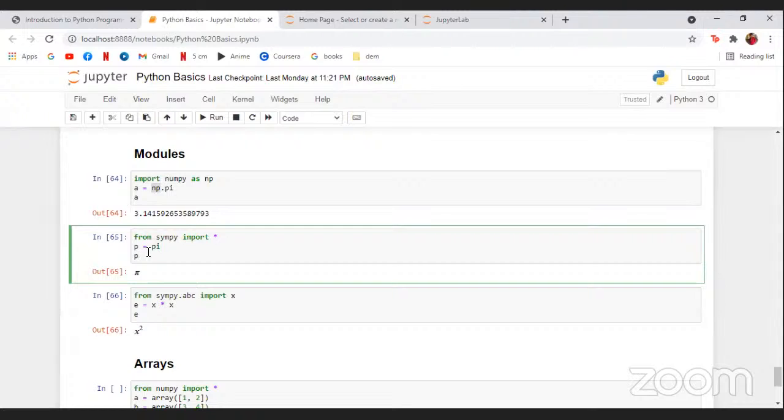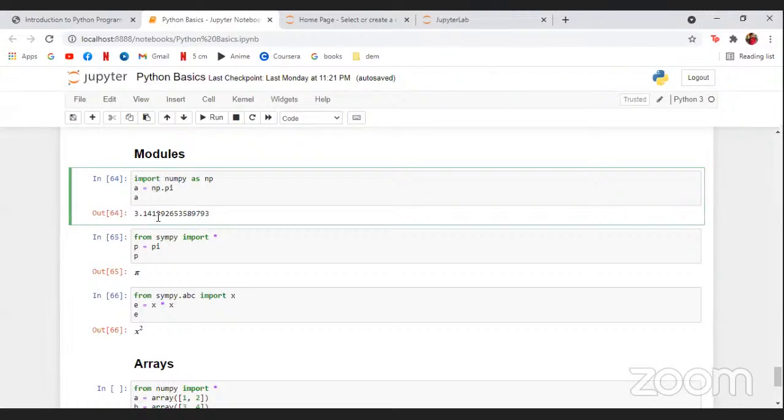If I just said import SymPy, I'd have to write sympy.pi. But here I'm saying from SymPy import star. So everything from SymPy is being imported, which means that the compiler automatically knows that whatever I'm writing has to be from SymPy. Right? So if I say p equals pi and execute that, I get the symbol pi because we were working with symbolic Python. Here we're working with numerical Python, so the number came out. So depending on what your use case is, either use NumPy or SymPy.